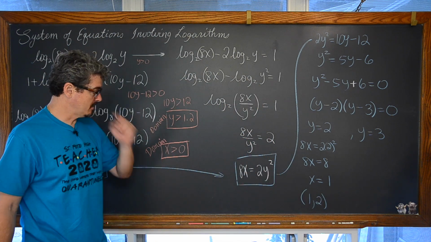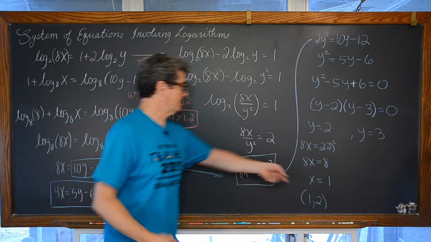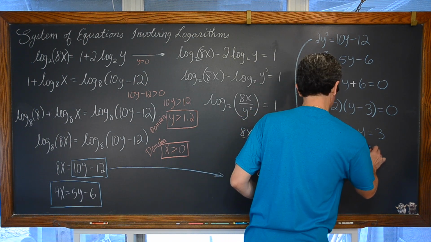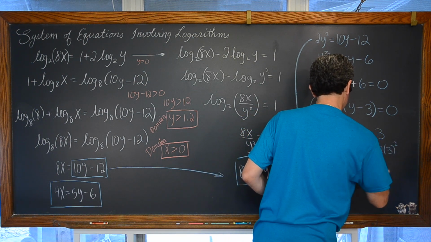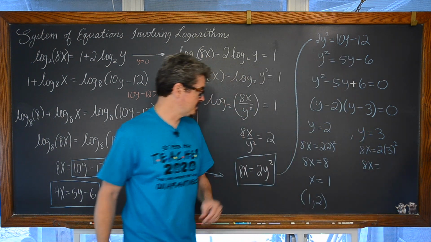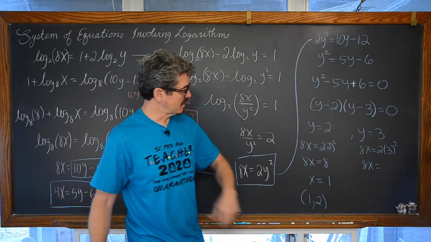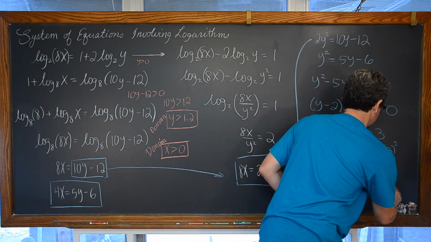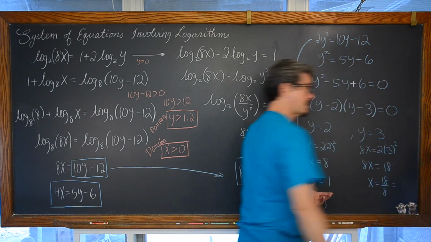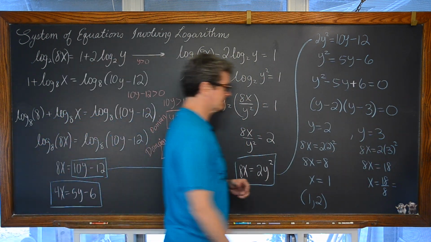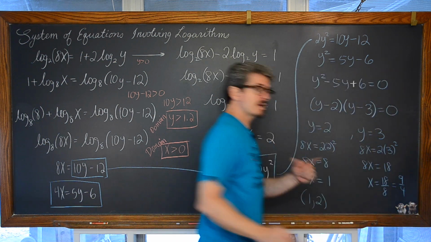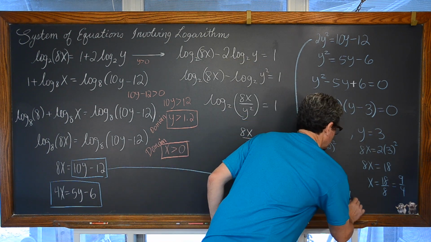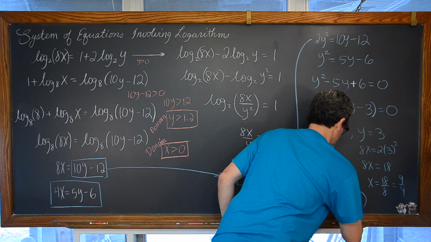Now we're going to use that same relationship between x and y with a y value of 3, and we have 8x is equal to 2 times 3 squared. That's 8x is equal to, 3 squared is 9, 9 times 2 is 18, and x is equal to 18 over 8, which of course can be reduced down to 9/4. So our second coordinate is x of 9/4 and a y value of 3.